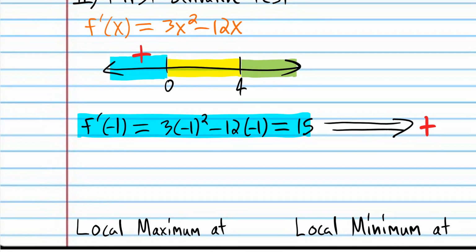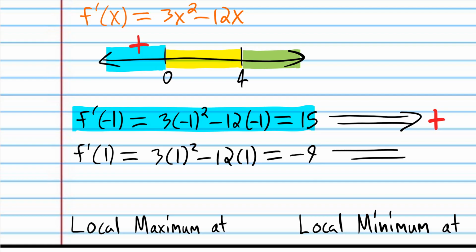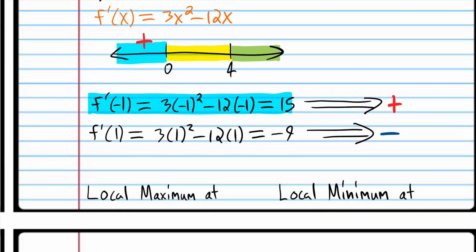Now we're going to test the yellow region. I'm going to plug in 1. Why 1? Because 1 is in this region. 1 is between 0 and 4. And I get -9. So that is a negative number. So the sign of the derivative is negative. So I'm going to go up here and write a negative symbol there. So that is the yellow region.